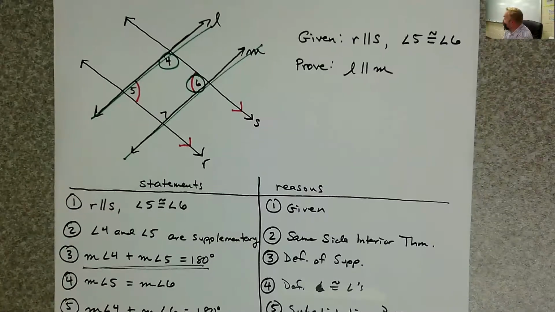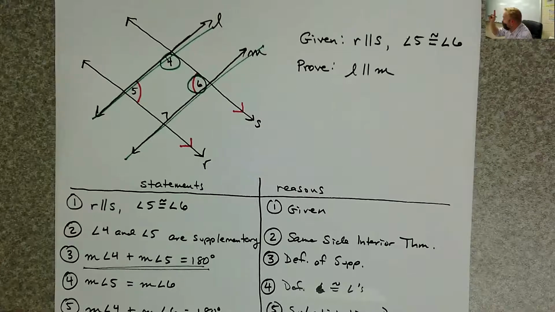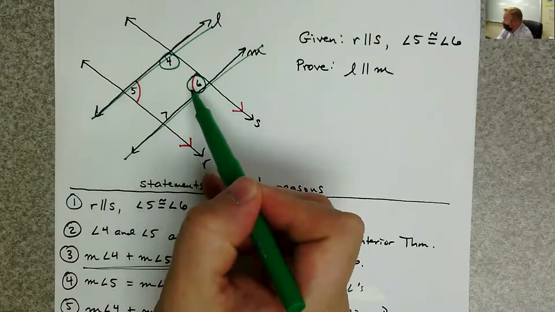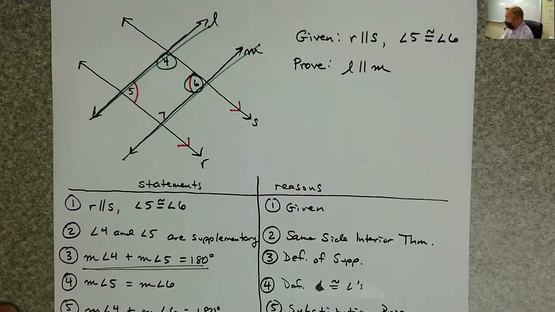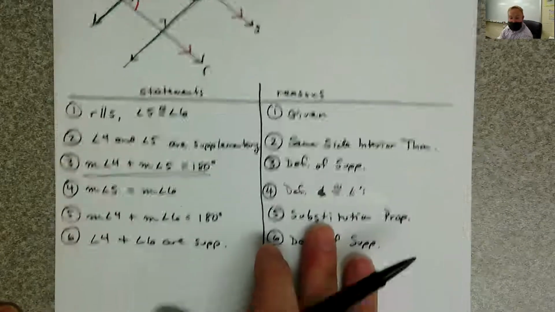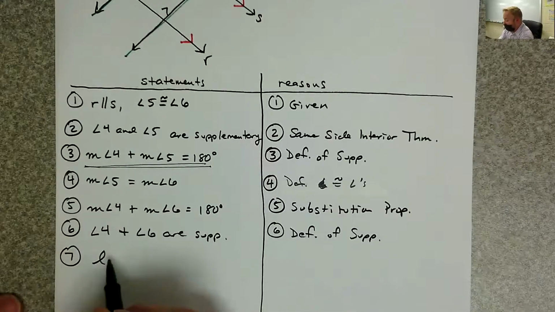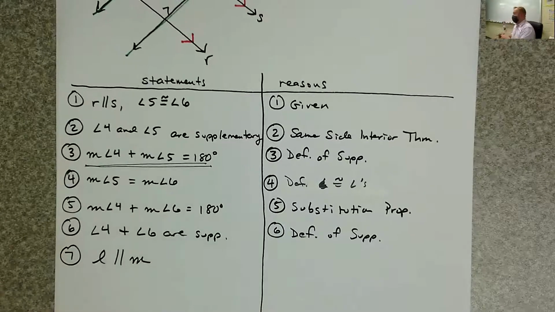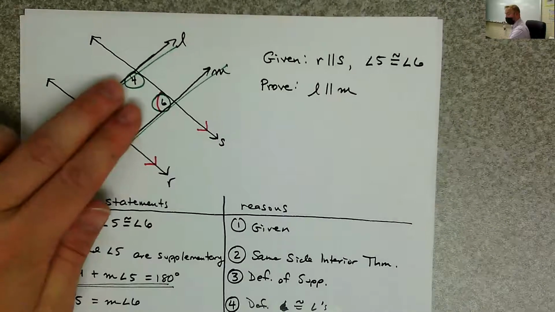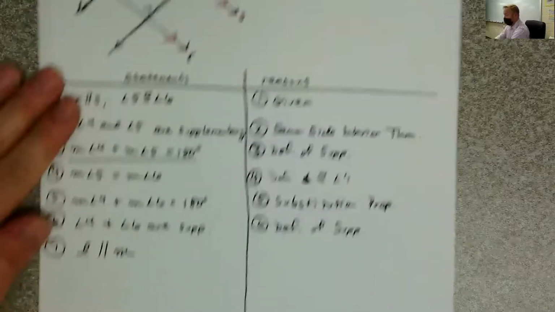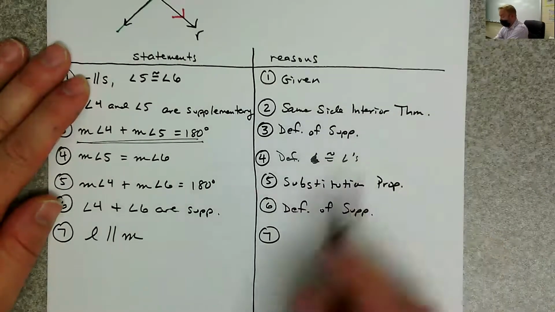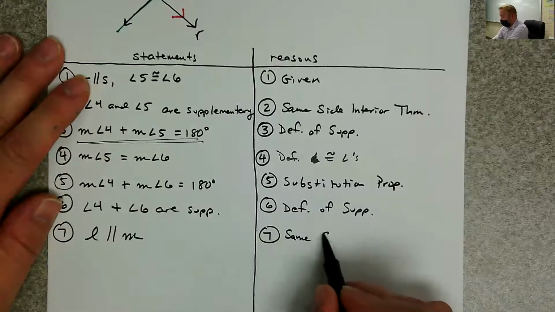We've just said that they're supplementary. Theorem: if same side interior angles are supplementary, then the lines are parallel. So we have just stated that those angles are supplementary. We can now say that line L is parallel to line M. Okay, this is how we're using those theorems. This is one way. If we know that the same side interior angles are supplementary, we can then conclude that these lines are parallel. And my reason is just the same as it was up here. That's the same side interior theorem.